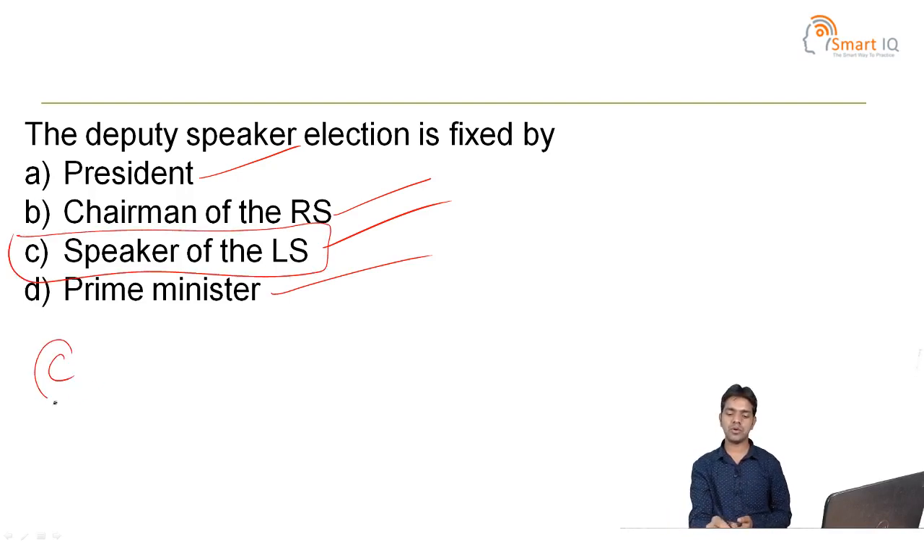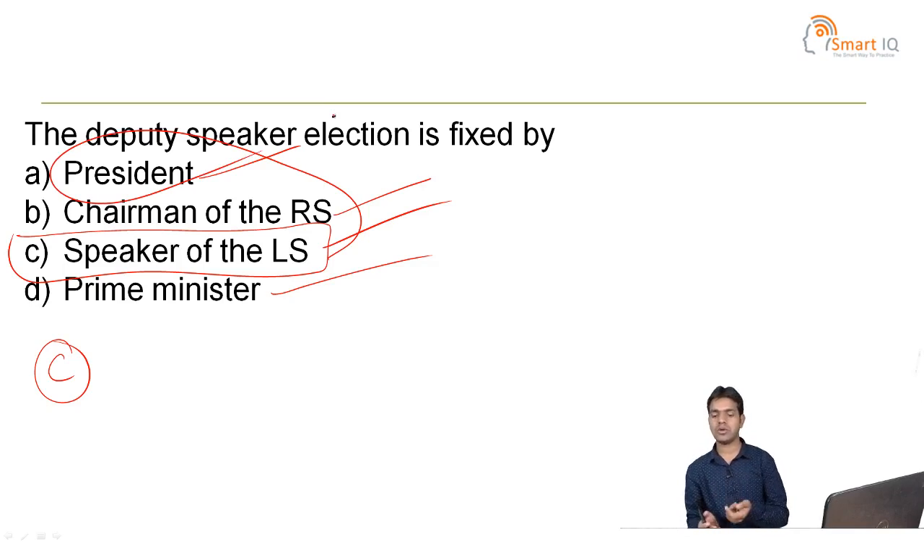The election of the deputy speaker of the Lok Sabha is fixed by the speaker of the Lok Sabha. The election of the Lok Sabha speaker is fixed by the president, but the deputy speaker election is fixed by the speaker of the Lok Sabha. So that is the reason answer C is the correct answer.